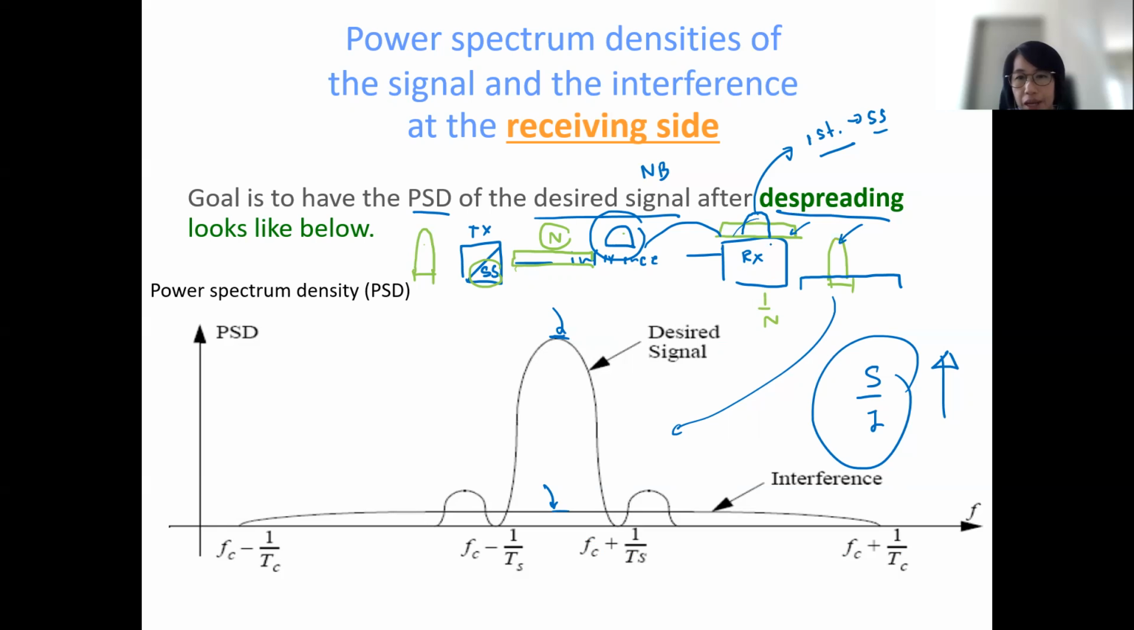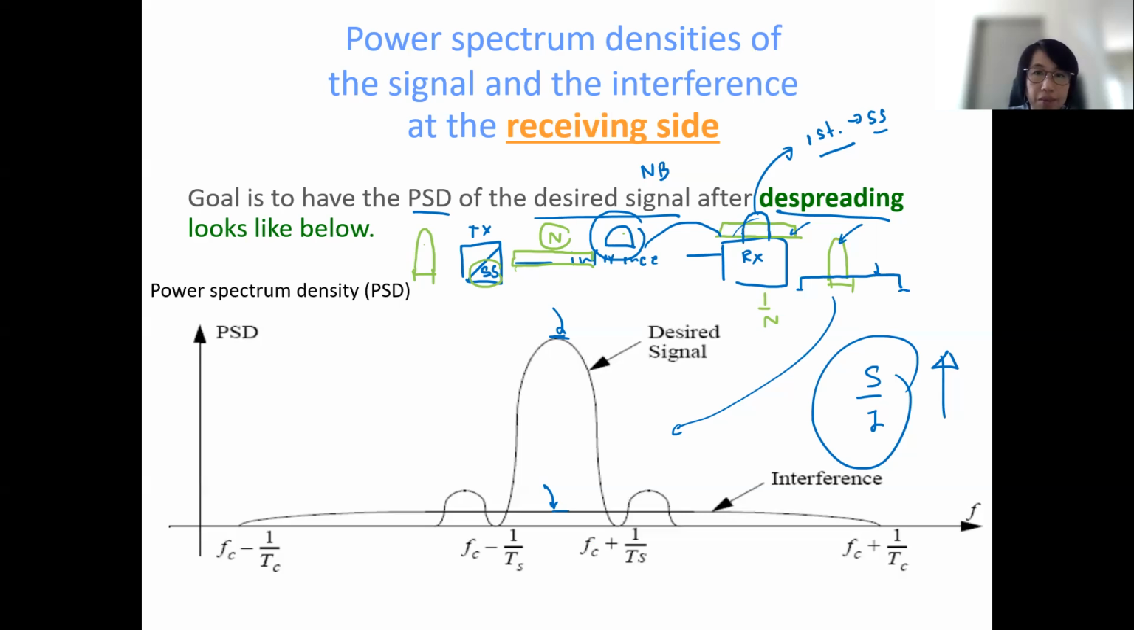But at the receiver side, you have to deal with everything you get, right? You do the same process, and interference comes together with your desired signal. And when you do this spreading, the interference has to be spread also. So the bandwidth of the narrowband interference becomes wideband, and the power becomes much lower. Then you can calculate the SNR to be very, very high.